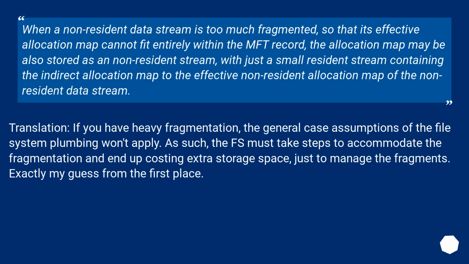When a non-resident data stream is too much fragmented, so that its effective allocation map cannot fit entirely within the MFT record, the allocation map may be also stored as a non-resident stream, with just a small resident stream containing the indirect allocation map to the effective non-resident allocation map of the non-resident data stream. Translation: if you have heavy fragmentation, the general case assumptions of the file system plumbing won't apply. As such, the FS must take steps to accommodate the fragmentation and end up costing extra storage space just to manage the fragments. Exactly my guess from the first place.